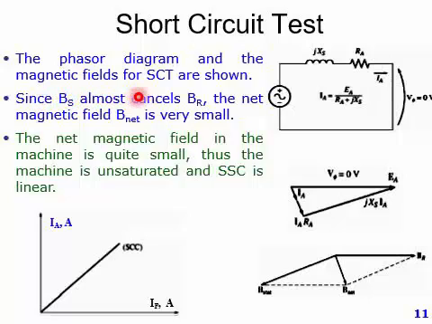And the magnetic fields for the short circuit test are shown over here. Since Bs almost cancels Br, the net magnetic field B net is very small. As you can see over here, the Bs and Br cancel almost each other, so the B net is quite small in this case. The net magnetic field in the machine is quite small, thus the machine is unsaturated and SCC is linear. As we have also discussed in the previous slide, this is unsaturated.